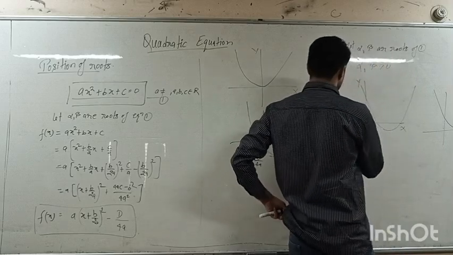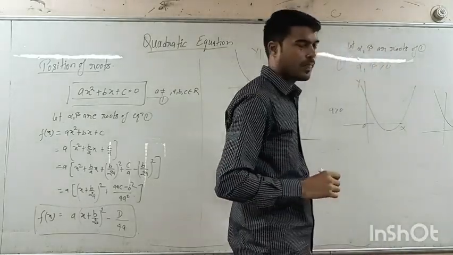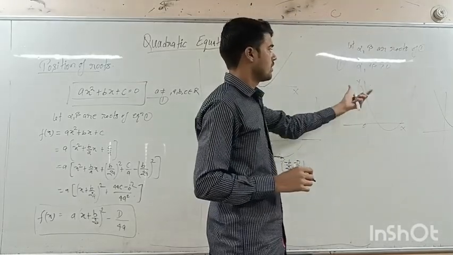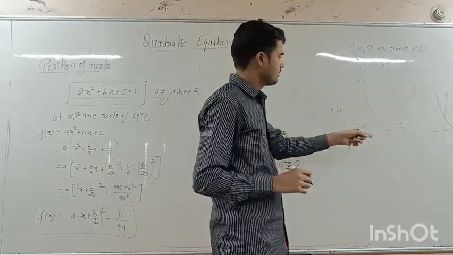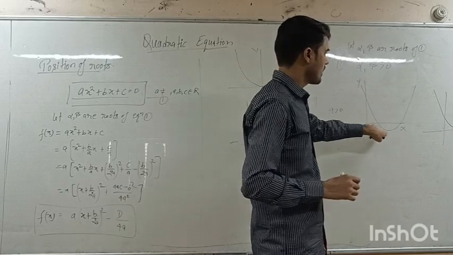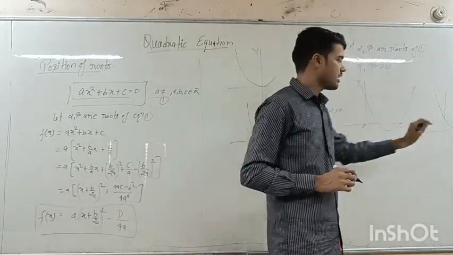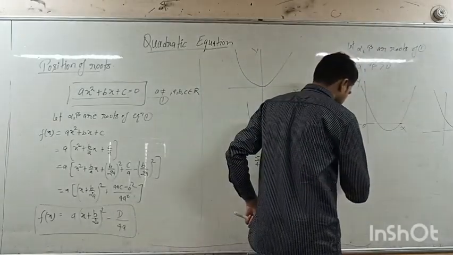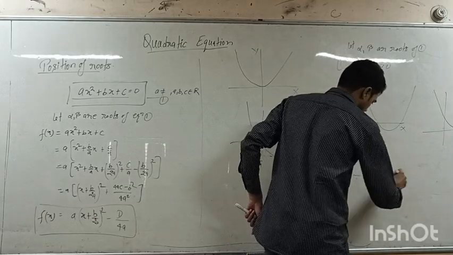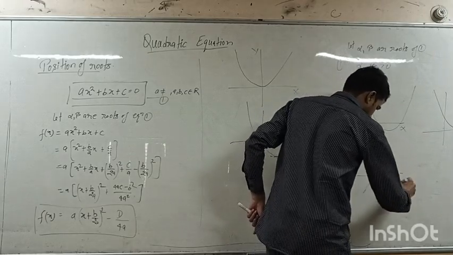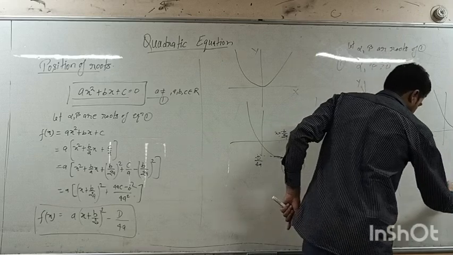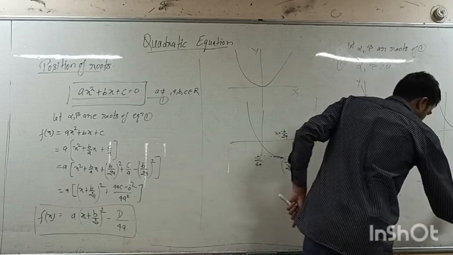If a is greater than 0, then the parabola will open upward. So the roots can be different, and if the roots are the same, this will be the graph. And if a is less than 0, then the graph will be like that, or like that.